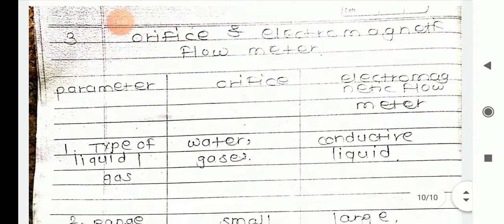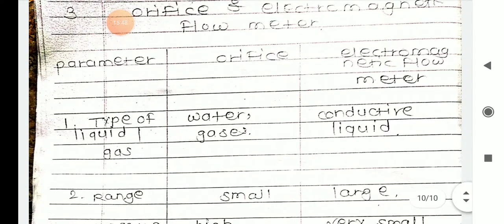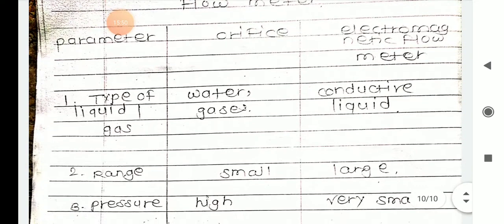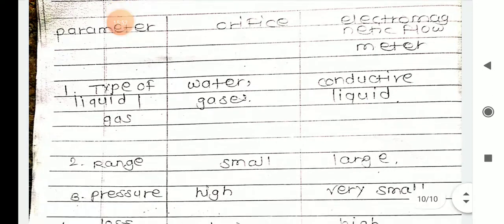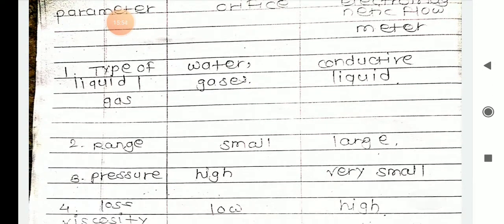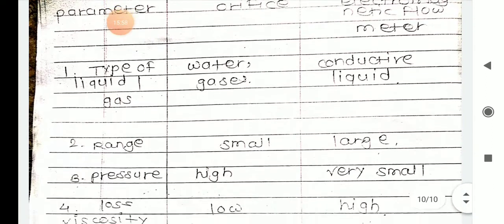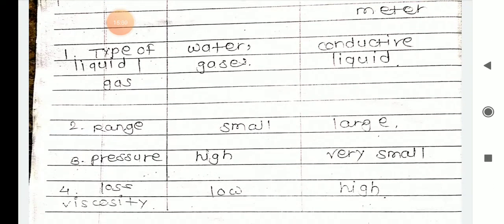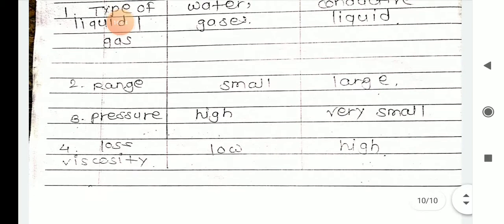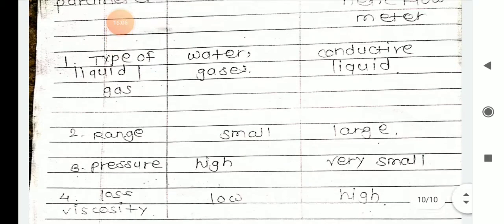Next difference is between the orifice and electromagnetic flow meter. These all are very important in your final exam. Differences, they will ask any one. Types of liquids or gas: water and gases, conductive liquid. Range: small, it is large. Pressure: high, very small. Loss of viscosity: low and high.